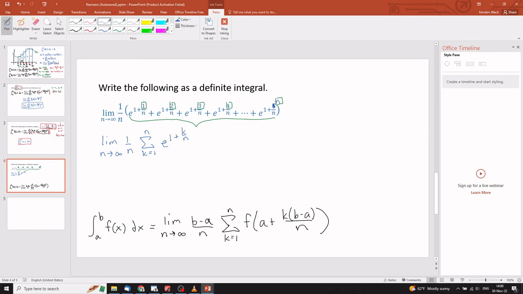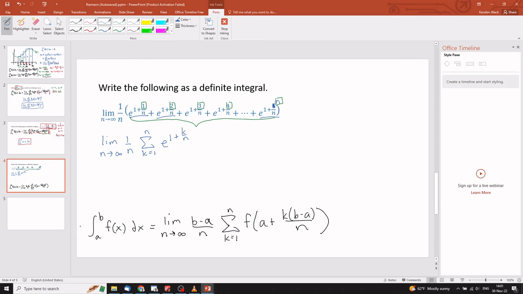Okay, so when k is 1, we get e to the 1 plus 1 over n, which matches the first term. Then k goes to 2, we get e to the 1 plus 2 over n, which matches the second term, all the way up to n, where we would get e to the 1 plus n over n, which matches the final term. Okay, so now we have it written as the infinite limit of a Riemann sum.